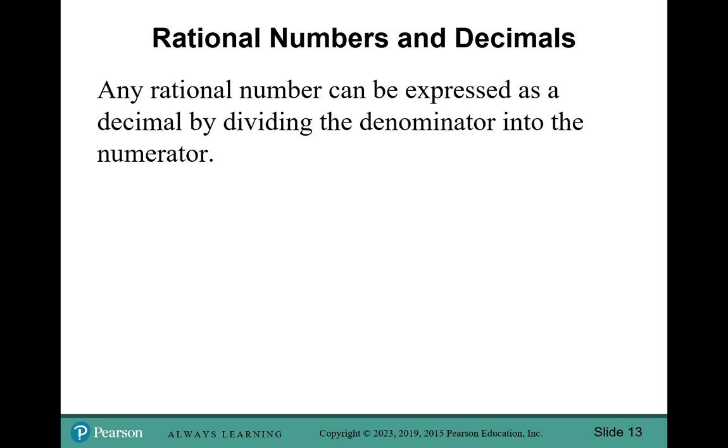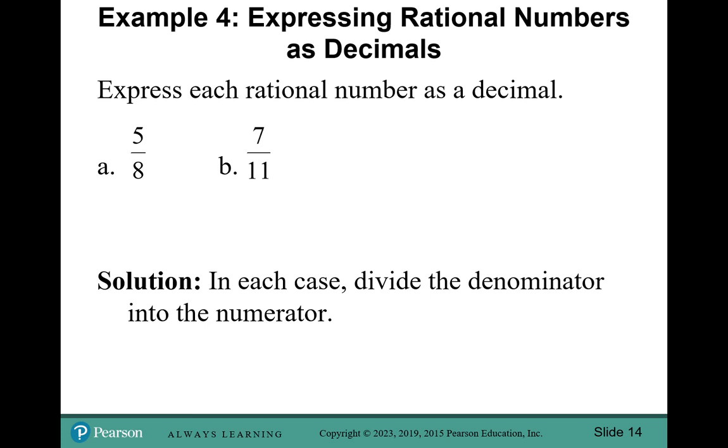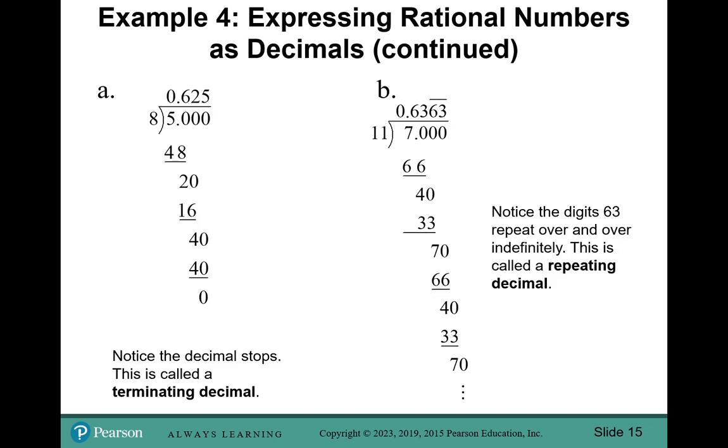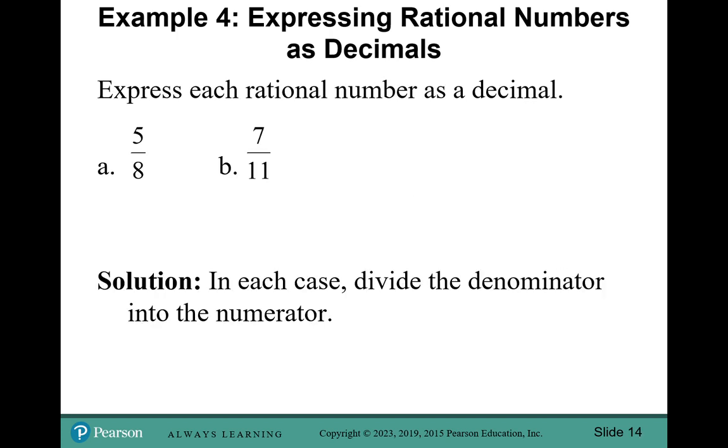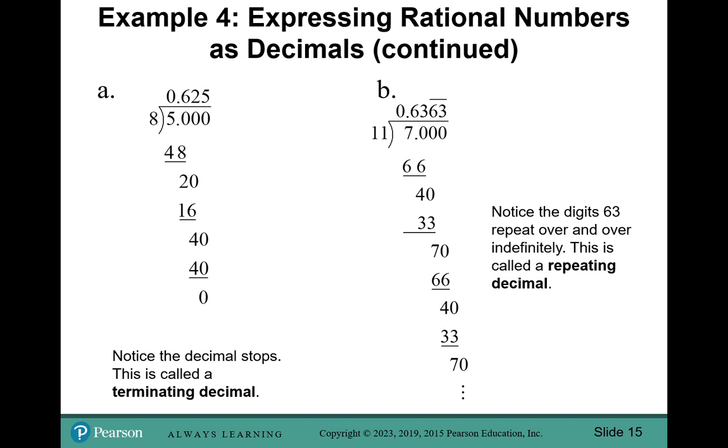Rational numbers and decimals. Any rational number can be expressed as a decimal by dividing the denominator into the numerator. So let's express each rational number as a decimal. Solution. In each case, divide the denominator into the numerator. Let's do this. A says 5/8. B says 7/11.